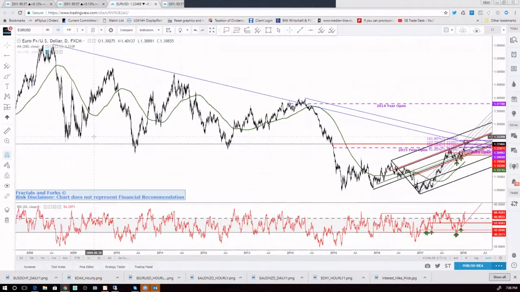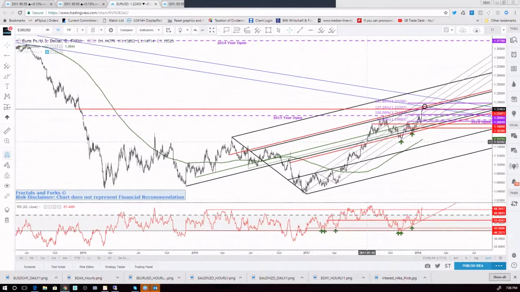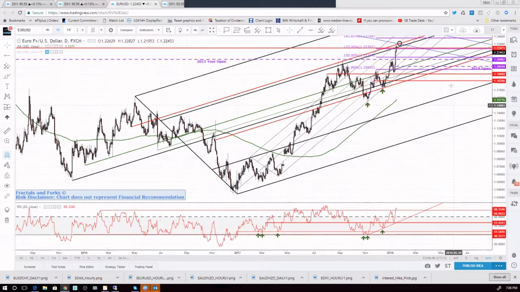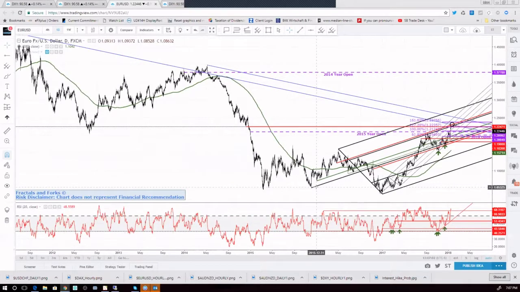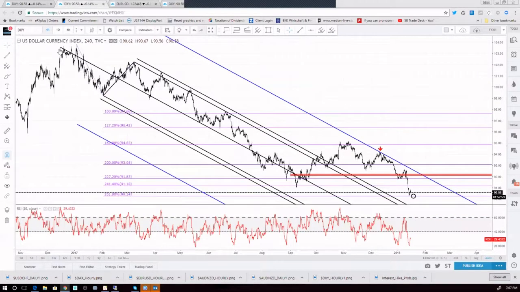Going back to 2008, it had a nice touch here, a nice touch here, not so clean here, but a nice touch here. So, 4 touches, it's important. It's going to act like a magnet. Where does this come in? Tomorrow or by the end of the week. So that's above 23. I'm still expecting the euro dollar to go above 1.23.